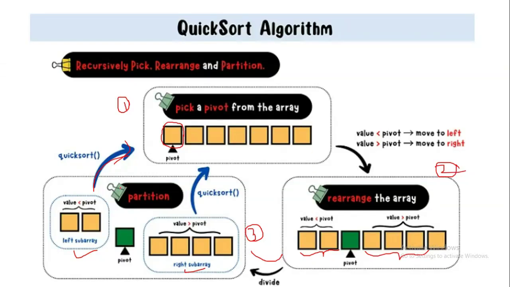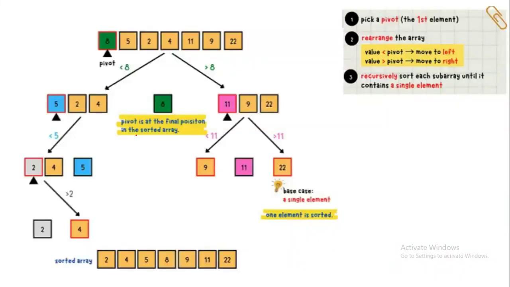Likewise, this process is repeated until the size of the subarray becomes 1, because when the size of the subarray becomes 1, this means there is no need for sorting. There is only one element and that is obviously the sorted one. Now we will see one example.